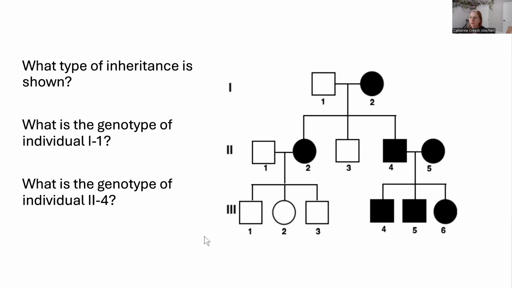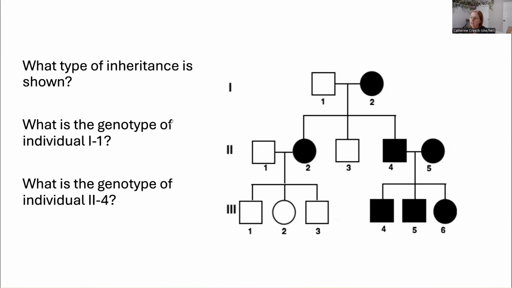Based on this pedigree, what type of inheritance is shown? What is the genotype of individual 1, 1, and what is the genotype of individual 2, 4? The inheritance is showing up in every generation, and it's affecting men as equally as women. So this is going to be autosomal dominant.